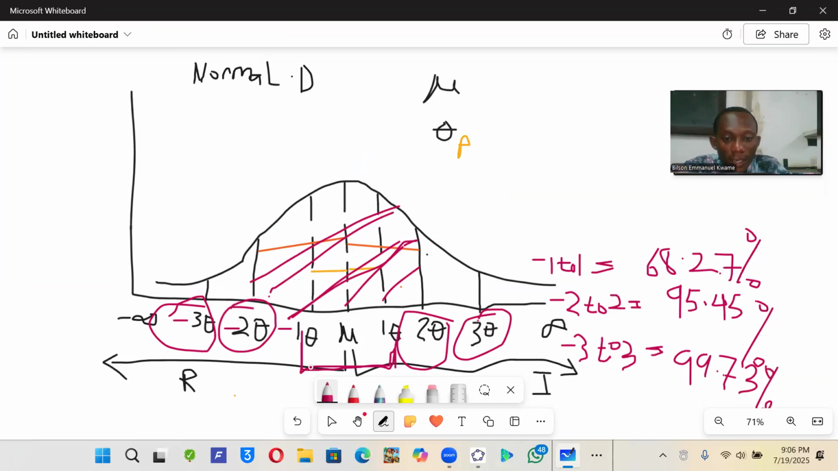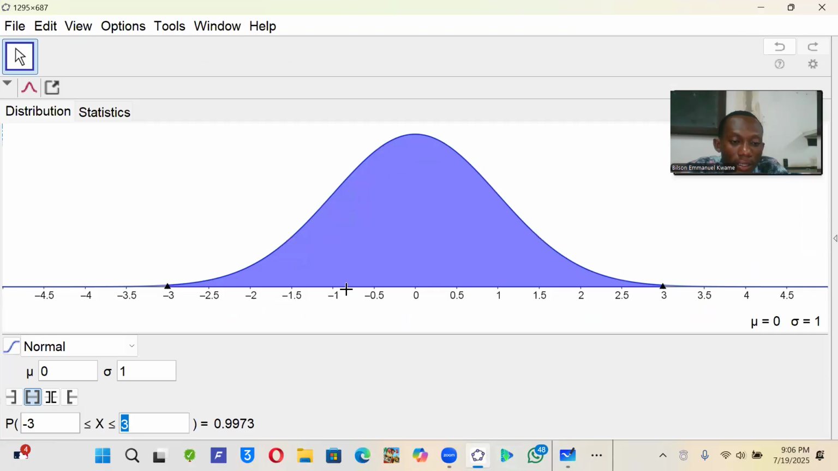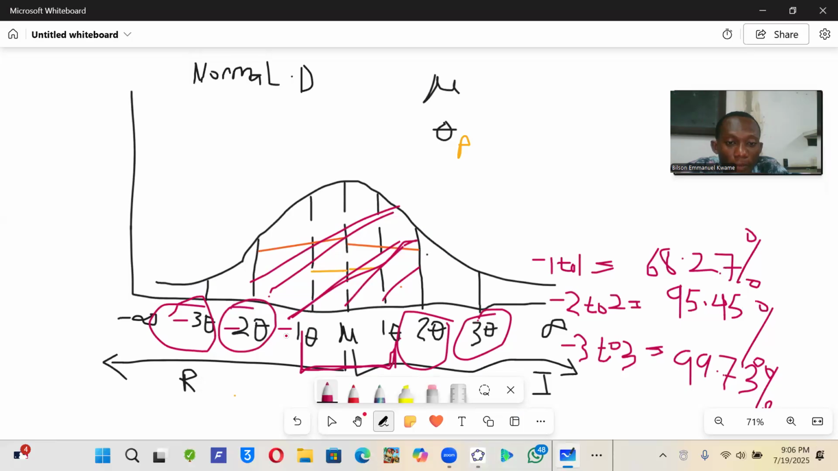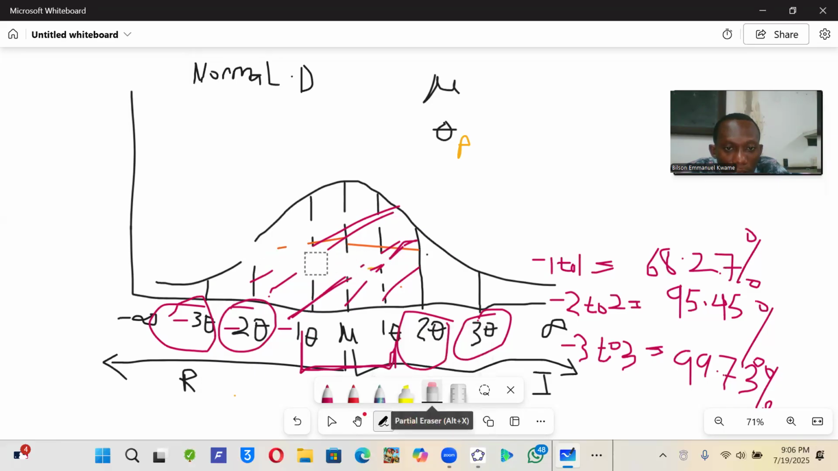So for instance, if I want to know the region, let me come to the diagram here. If I want to know the region between the mu and the -1, how will I know? Let me clean some space. This is going to take some time, but it is worth it because you understand, right?